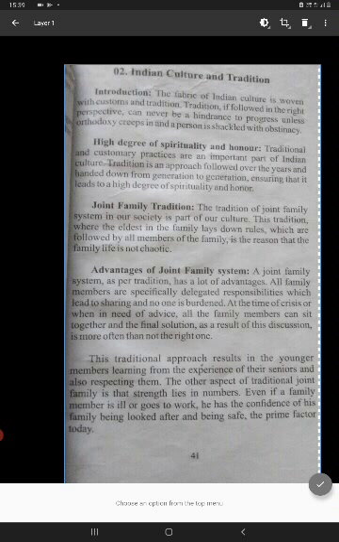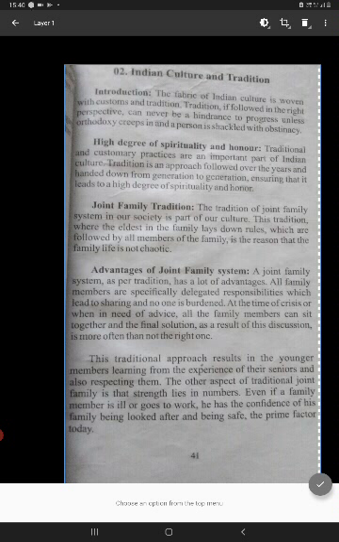Advantages of the joint family system. A joint family system, as per tradition, has a lot of advantages. All family members are specifically delegated responsibilities, which leads to sharing and no one is burdened. At the time of crisis or when in need of advice, all the family members can sit together and find the solution. As a result, the decision is more often than not the right one.